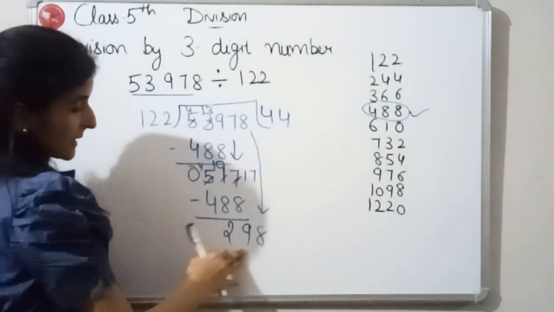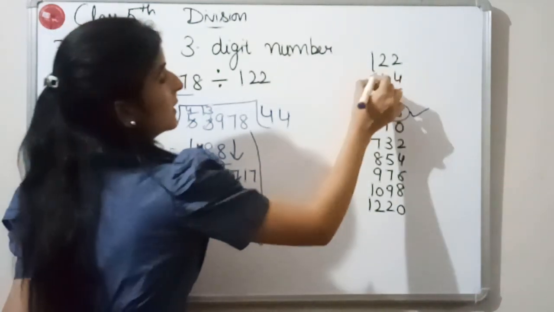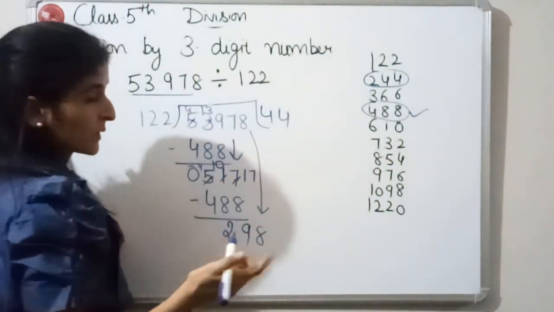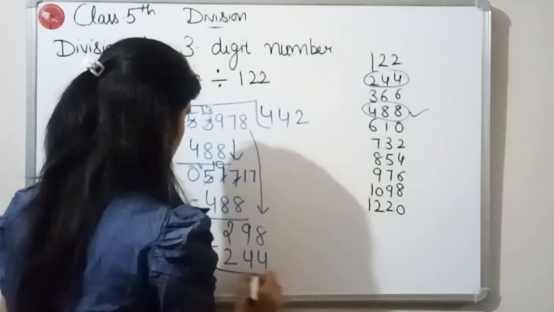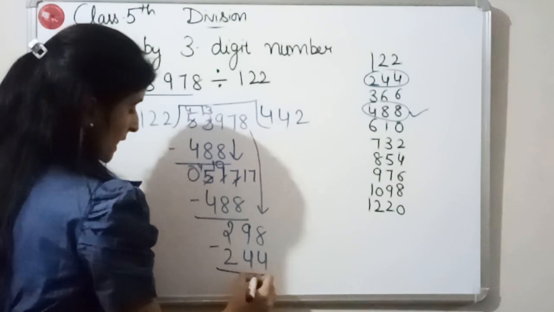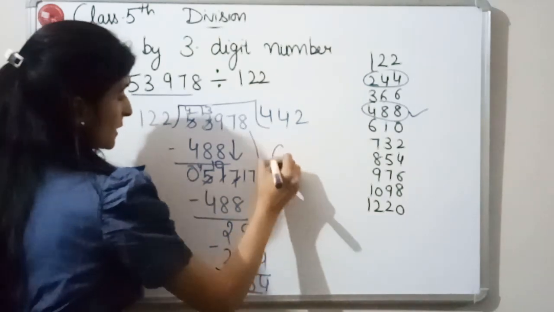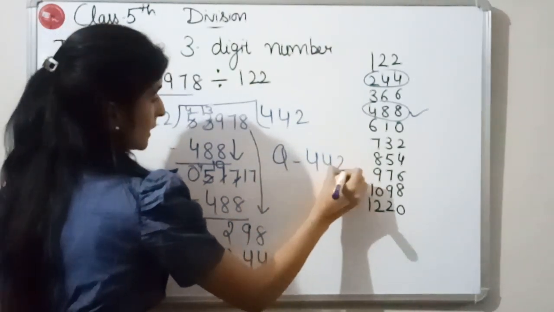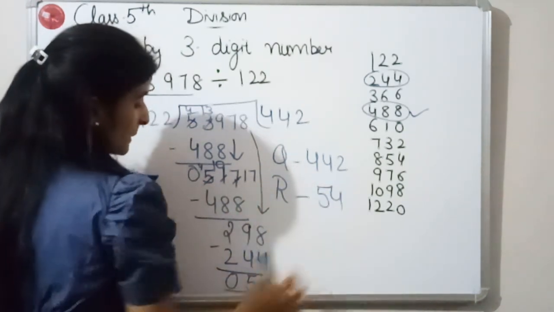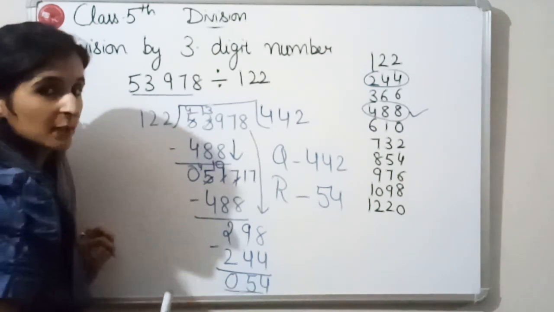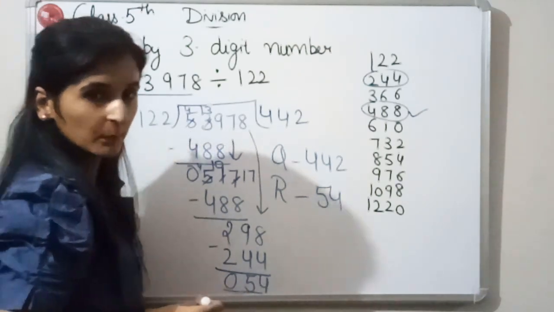Now which number is less than and nearby 298? The number is 244, which goes on 2. So 244. 8 minus 4 is 4. 9 minus 4 is 5. 2 minus 2 is 0. So children, what is the quotient here? Quotient is 442 and the remainder is, what is the remainder? 54. Remainder is the number which is left after doing division. Clear? So this was about division by a 3-digit number.